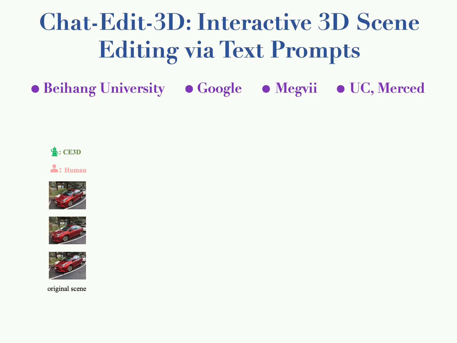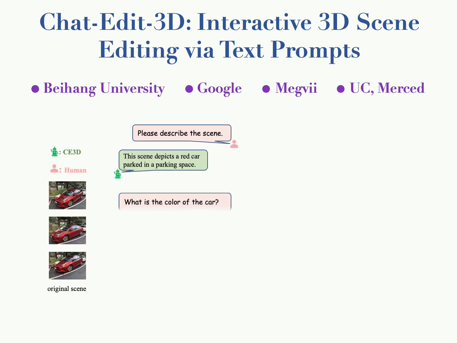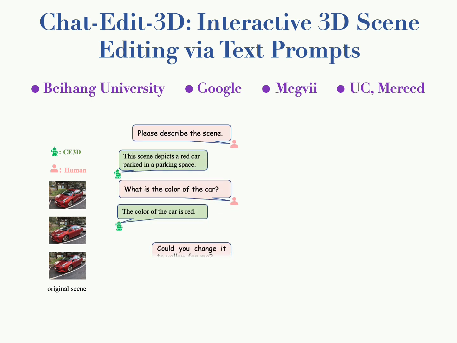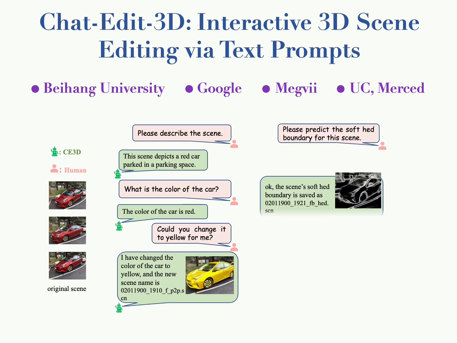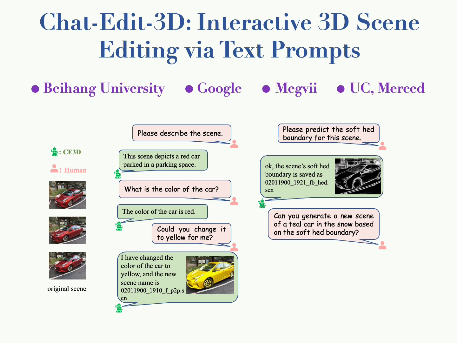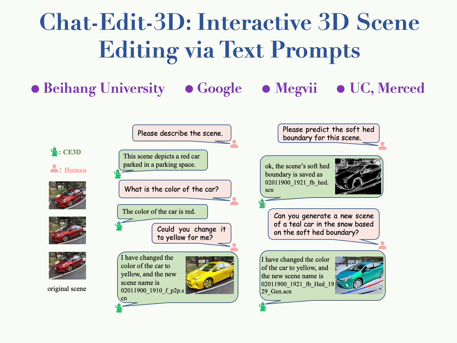We introduce an interactive 3D editing method via text prompts. Here's an example. Our method is centered around a large language model that allows for arbitrary textual input from users and interprets their intentions, subsequently facilitating the autonomous invocation of the corresponding visual experts to achieve the editing of the scene.